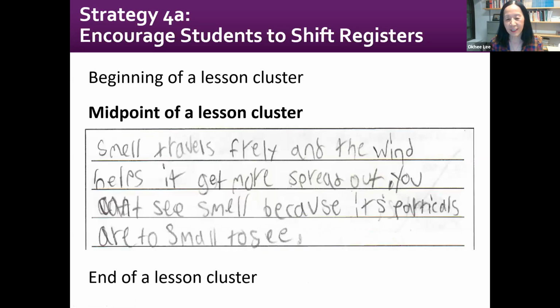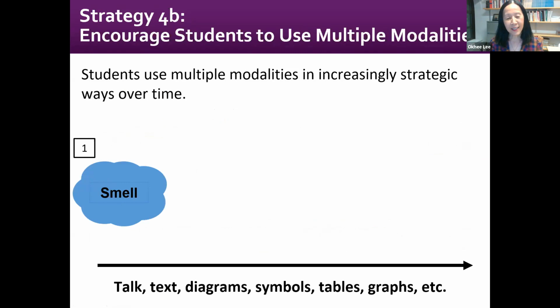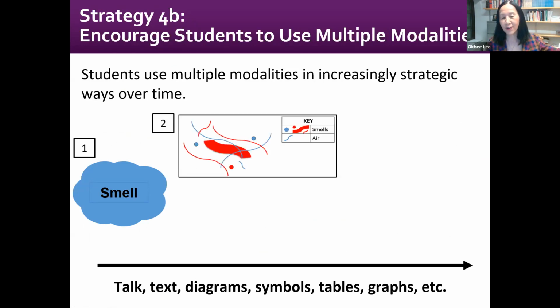Okay, that's a register. Now let's think about modalities. Modalities simply mean text, diagrams, symbols, tables, and graphs. And we first say draw smell, and some students may draw smell as a cloud floating. And then they realize it's not a cloud, and possibly draw smell as lines floating.